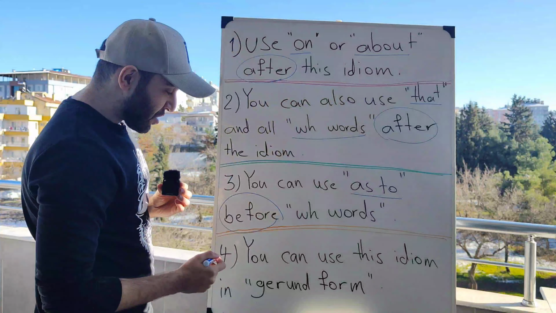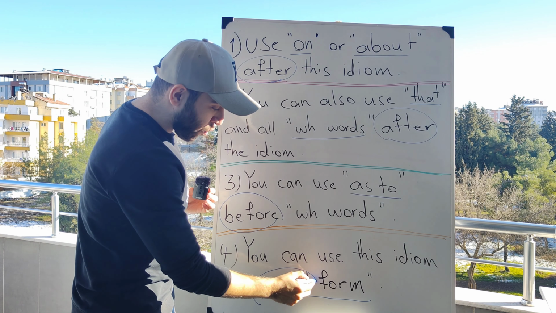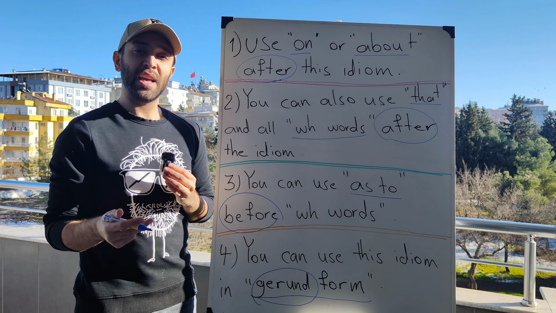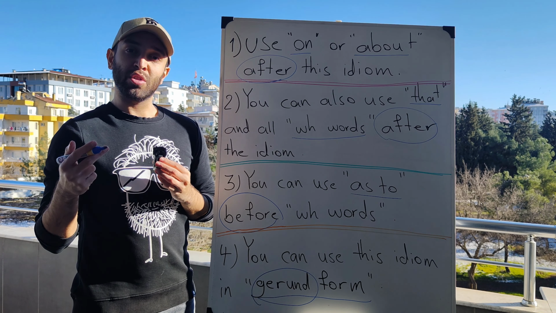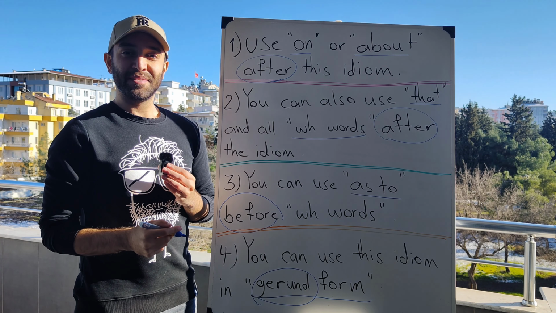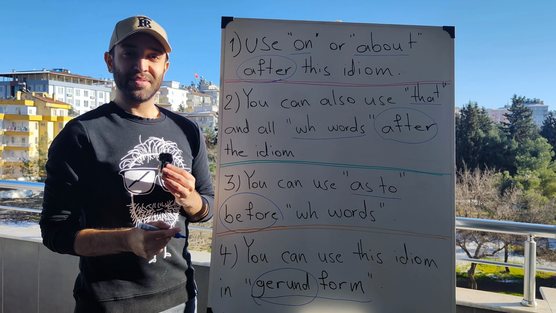And the last thing to mention, you can use this idiom in gerund form. Gerund form means the ing form of the verb. So instead of saying "have no clue," we say "having no clue" when we want to use this idiom as the subject of a sentence. For example, and now we are practicing some other idioms with the same meaning.